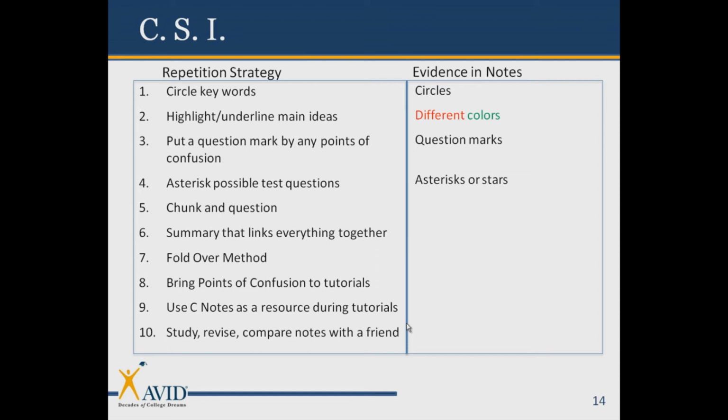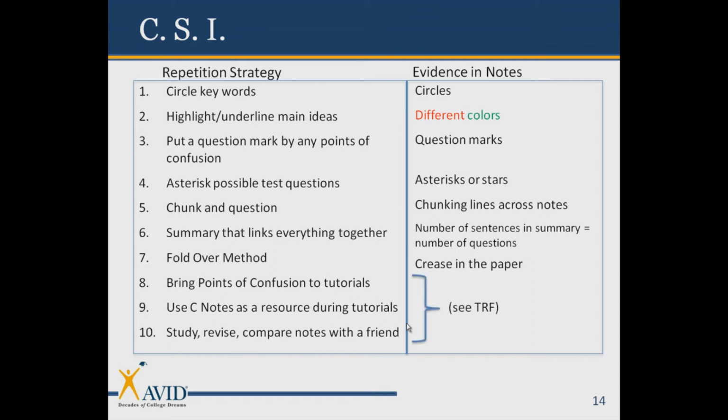Okay, what about number 5, chunking and questioning? Well, if I'm going to chunk, I should be able to see chunking lines all the way across my notes. If I'm going to write a summary that links everything together, maybe the number of sentences in my summary should be the same as the number of questions that are on my page of notes. If I'm going to do the fold over method, some pretty good evidence there is actually having a crease in the paper. And then the last three all refer to tutorials, and so I should be able to look at a TRF as evidence that you're using repetitions in your notes.